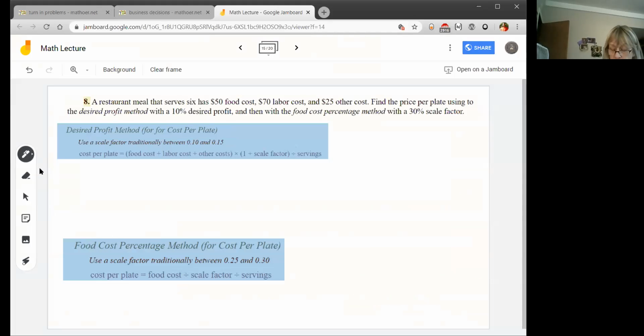Okay. So again, we're imagining 2 different restaurants, 2 different business models, but a similar situation: the same food, labor, and other cost, and the same serving size. So that serving size was 6. The desired profit method, 10%, and the food cost percentage method had 30%. So this one's going to use a 0.3, and this one's going to use a 0.1. Everyone okay with what I've highlighted so far? Mm-hmm.